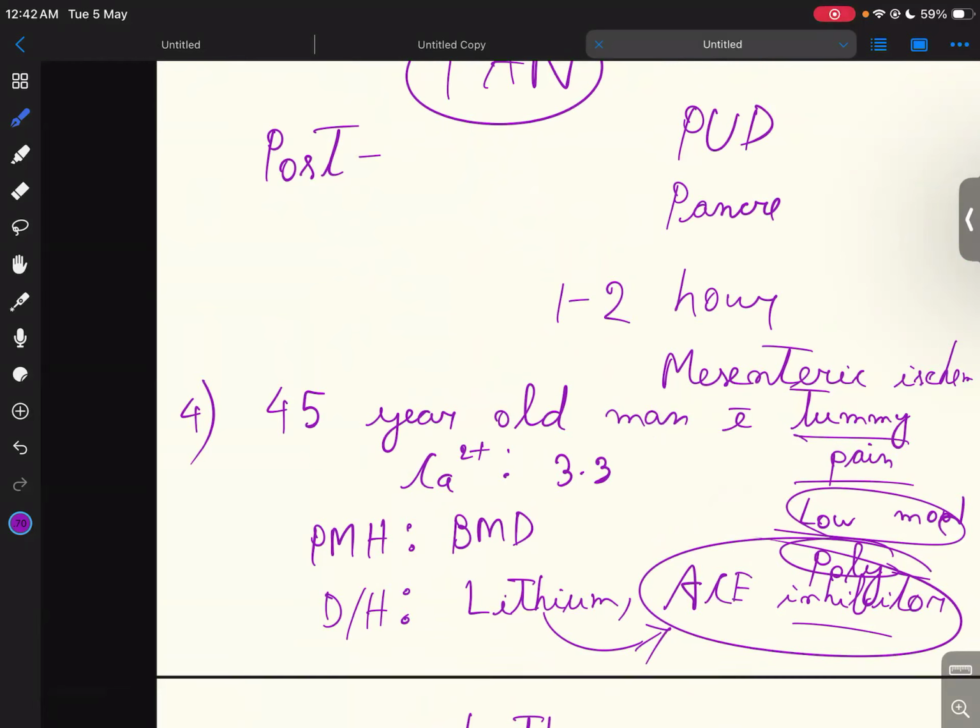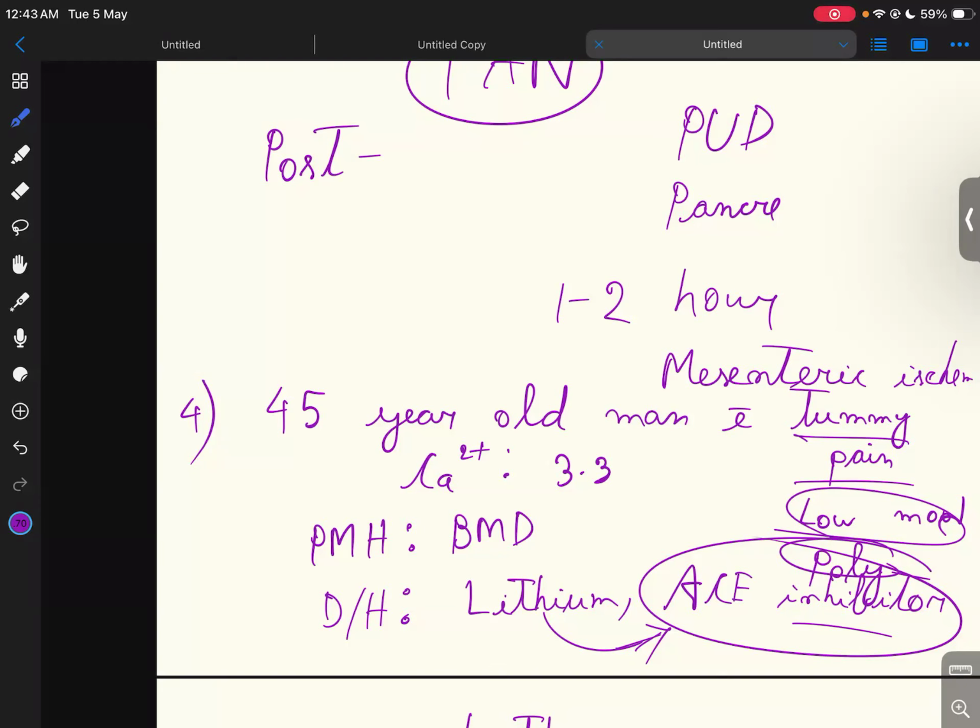Whenever anyone takes lithium for a long period of time, this chronic lithium ingestion will change the calcium sensing receptor of the parathyroid gland. The parathyroid gland will sense that there is not enough calcium in the blood, so it will continue to release excessive parathyroid hormone, resulting in hypercalcemia. This is not due to lithium toxicity. This is chronic lithium ingestion. But he's taking an ACE inhibitor, so we have to assure him to stop this medication.